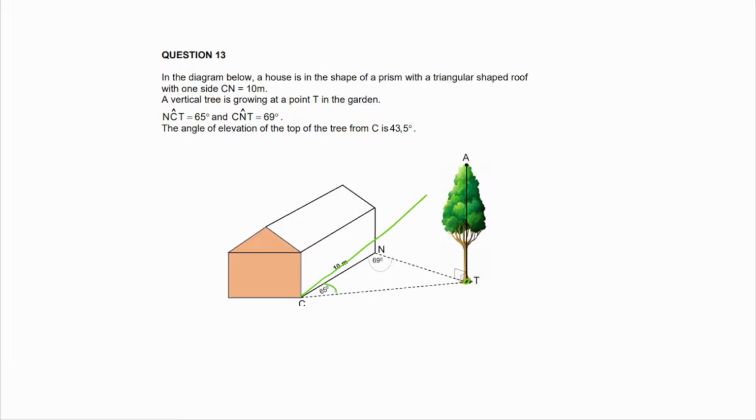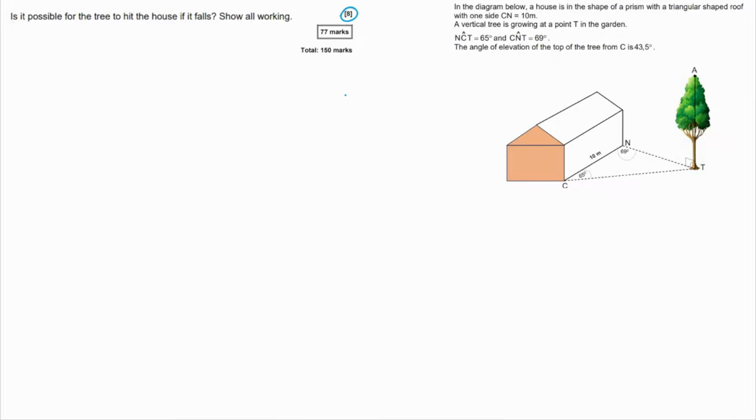So if we draw a triangle like this, a vertical triangle that's straight up in front of us, and remember this is 90, and we know that this angle of elevation is 43.5. I'll draw a clearer diagram of that in a second. You'll see. The only question here is for 8 marks. Last question. There's all our totals and stuff, but the whole question is for 8 marks. Is it possible for the tree to hit the house if it falls? Show all working.